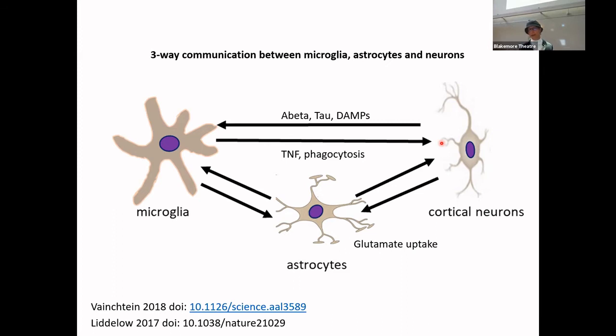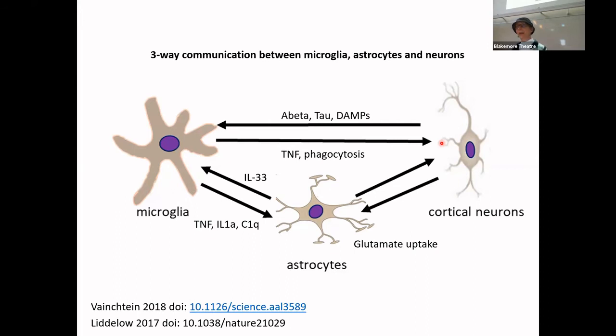Astrocytes, of course, are very good at homeostatic maintenance of the neurons by things like glutamate uptake from the neurons, and they will also secrete cytokines that help to keep microglia in a homeostatically balanced state, such as IL-33. We know that microglia can produce a sort of toxic cocktail of cytokines that can make astrocytes become activated as well.